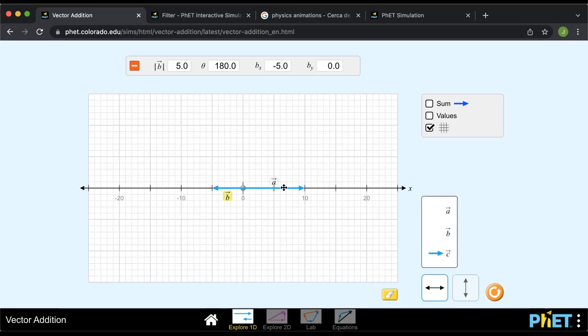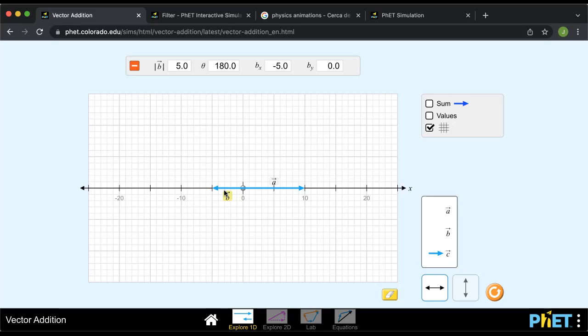So, for example, if A represents a position, that will be a positive position, okay? And B will be a negative position because it's pointing to the x negative. So, positive position, negative position.